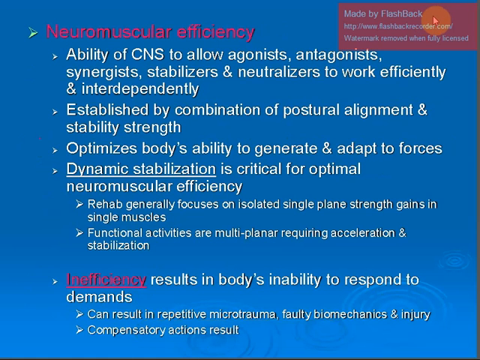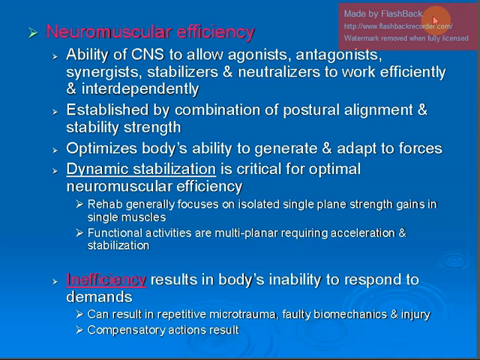Now also the neuromuscular efficiency is very much important in training of the core. Now when we talk about neuromuscular efficiency, that means the ability of the CNS to allow agonist, antagonist, synergist, stabilizers, neutralizers to work efficiently and interdependently. It is established by a combination of postural alignment and stability strength. It optimizes body's ability to generate and adapt to forces. The dynamic stabilization is critical for optimal neuromuscular efficiency.